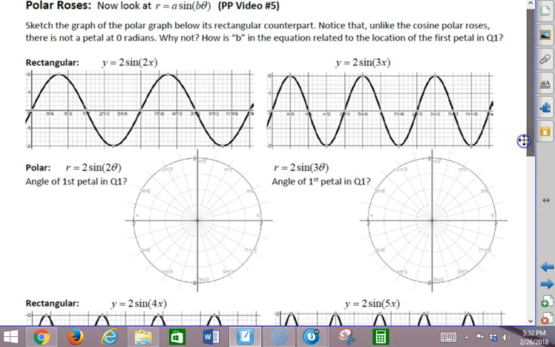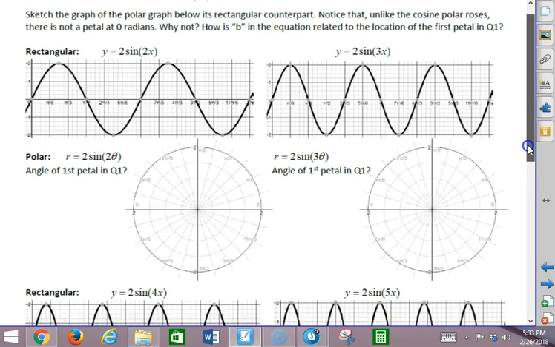Now basically the idea here is we have the same relationship between A and the length of the petal and B and the number of petals as we did in cosine. The only difference is the symmetry. We don't have the first petal on the horizontal axis with a symmetry that revolves around the angles 0 and pi. We're going to have a symmetry that revolves around the angles pi over 2 and 3 pi over 2. But our angle does not start at pi over 2. It starts somewhere in between, our first petal somewhere in between 0 and pi over 2. So we have to figure out where it starts and why.